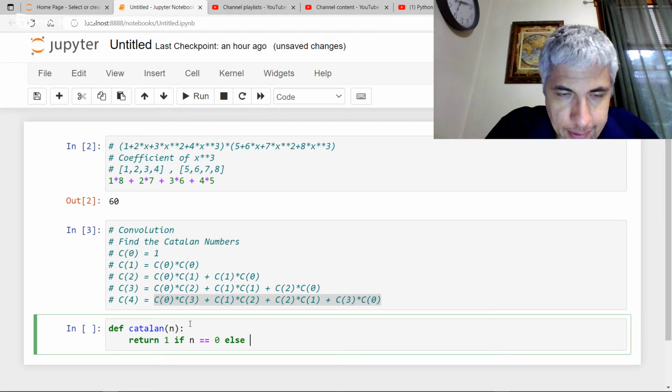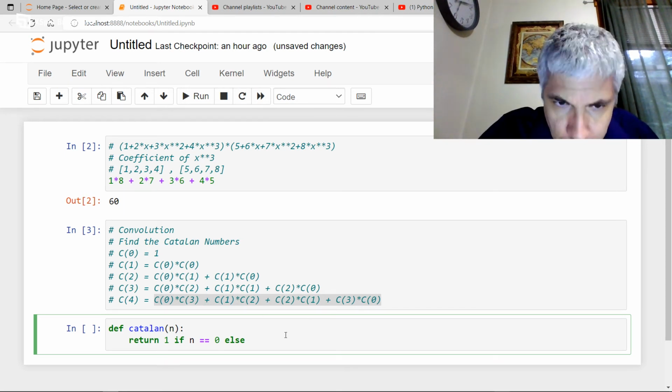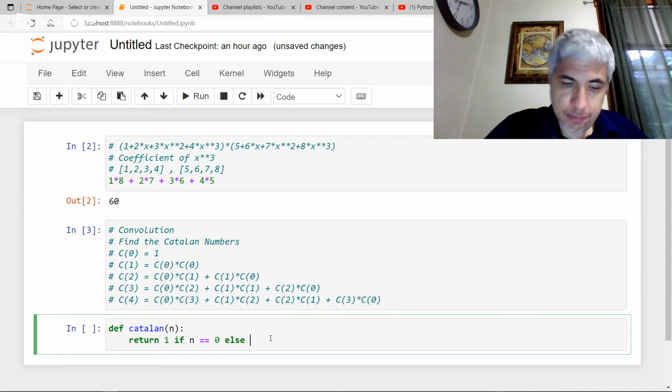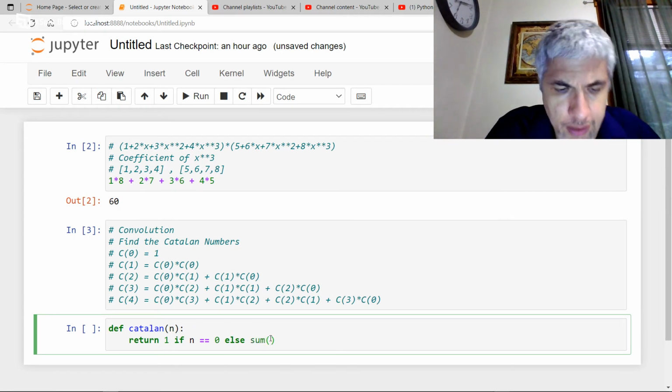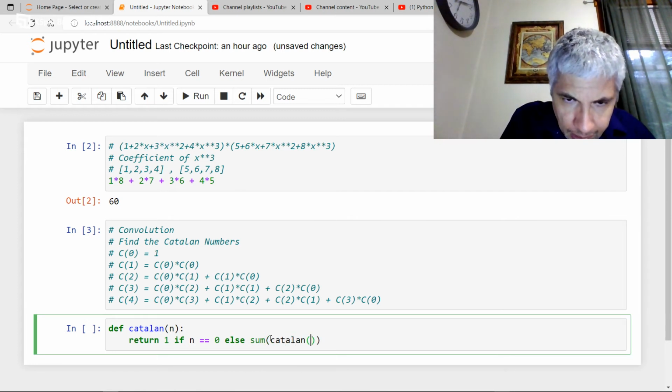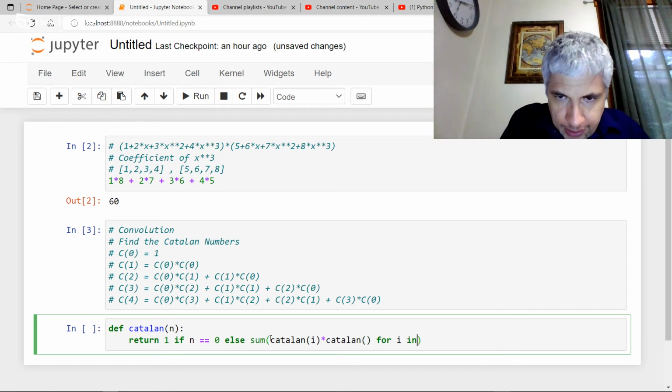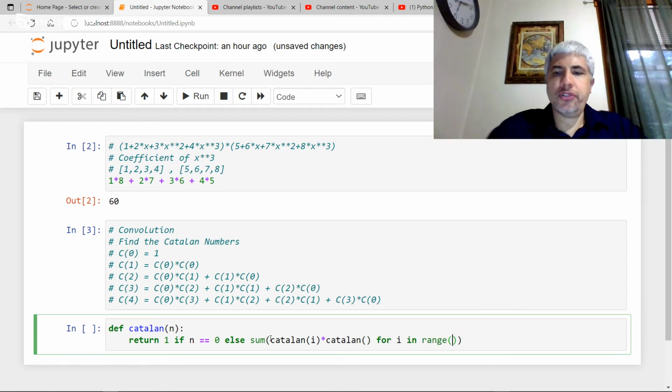Okay. Now we have to complete this ternary operator. What else happens? Well, each of these things is a sum of products, so I'll use the sum function. Now let's see what I can do. I know I'm going to have a Catalan number and a Catalan number. Let's start with this one with that i. Let's leave that blank for now. Okay, for i in range. So let's think about what this range should be.